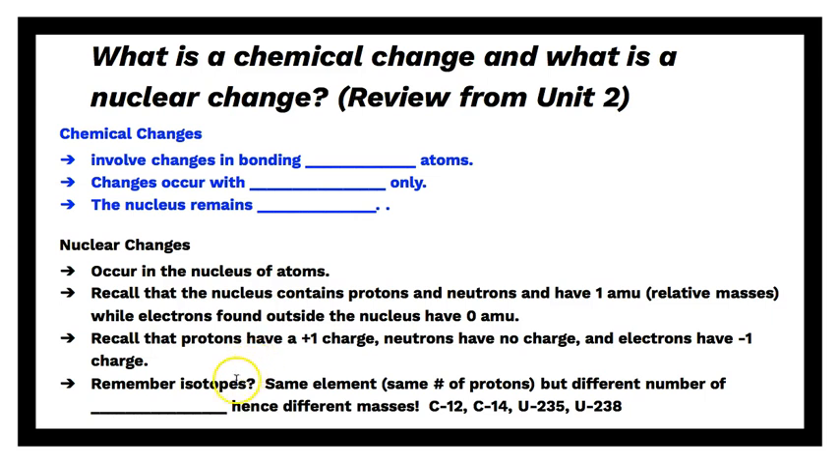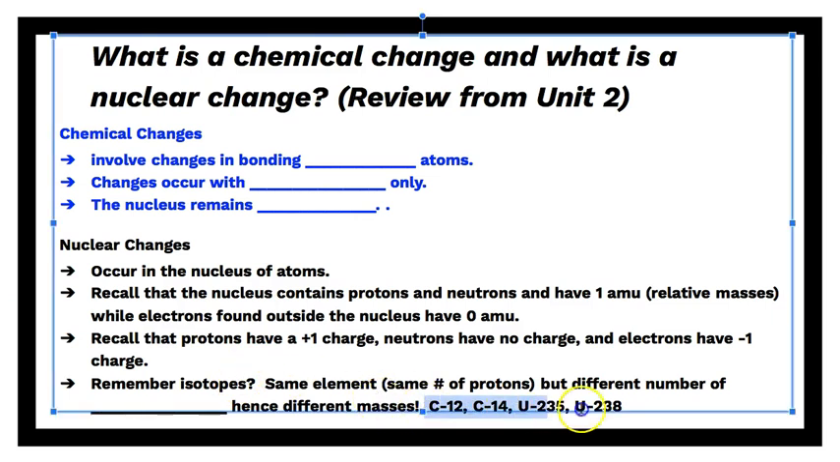You have to remember what an isotope is. An isotope is composed of different masses, but it's the same atom. So, for example, carbon has a mass of 12 here, but this other carbon has a mass of 14. So they're the same element. It's just that they have different masses because they have different number of neutrons.